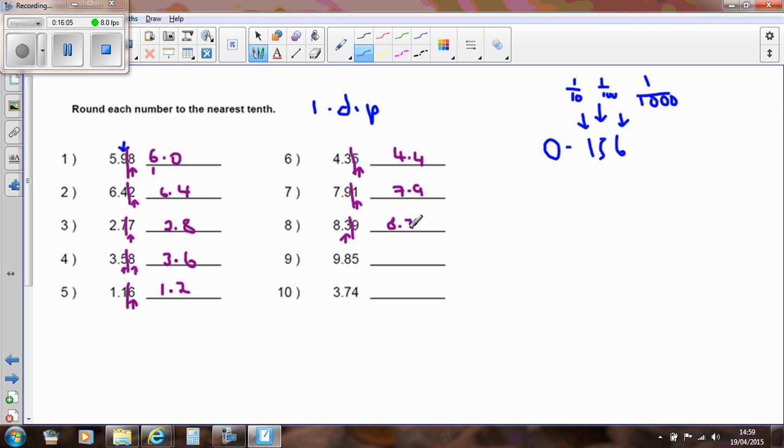This goes up 1, so it's 8.4. This goes up 1, so it's 9.9. And then this 4 is below 5, so it does absolutely nothing and stays at 3.7. And that is rounding. So you can do all those things, you'll be amazed at rounding.